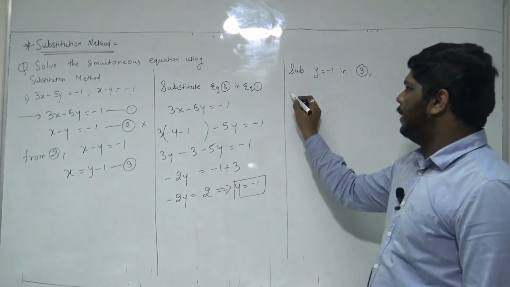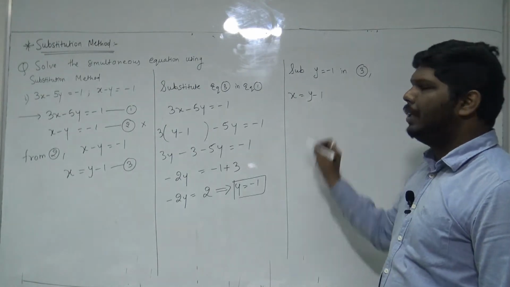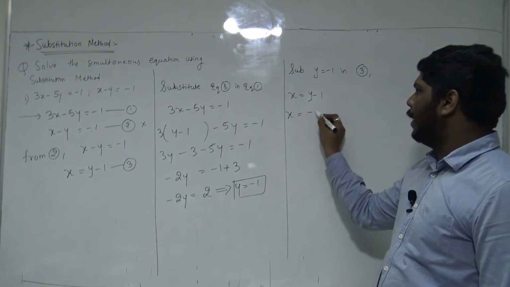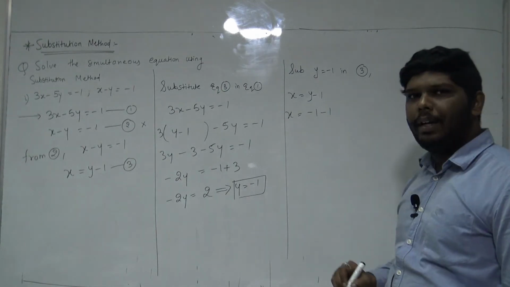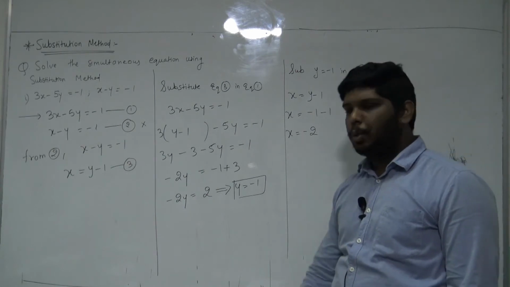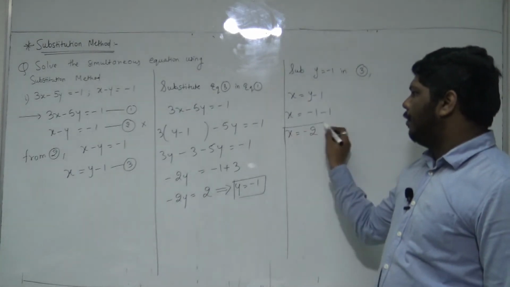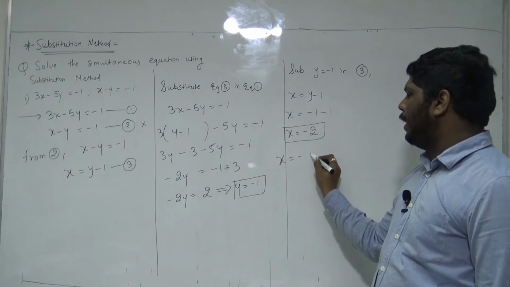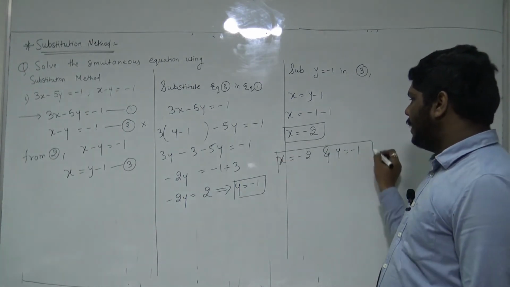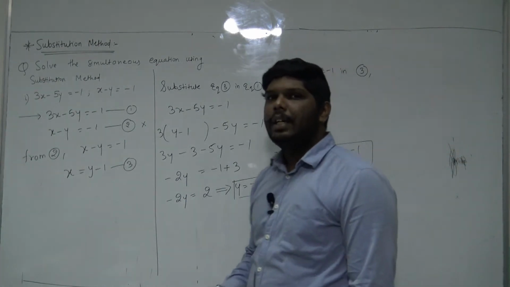In equation number 3 we have x is equal to y minus 1. The value of x will be: y is minus 1, and again we have minus 1 followed by it. So what is the value of x that you are getting? The value of x is minus 2. It means the final answer is x is equal to minus 2 and y is equal to minus 1. This is the solution that you will get using the substitution method.